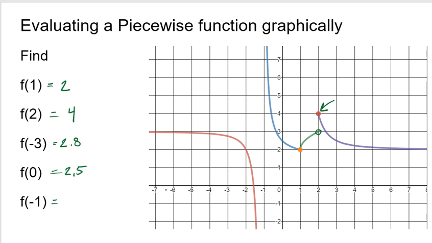And finally, what about -1? Well, if I'm looking at this, at -1, nothing happens. It's an asymptote. It's a vertical asymptote. It's not continuous, so nothing is there. DNE, there's nothing happening at -1. So you can evaluate piecewise functions with a graph quite easily.